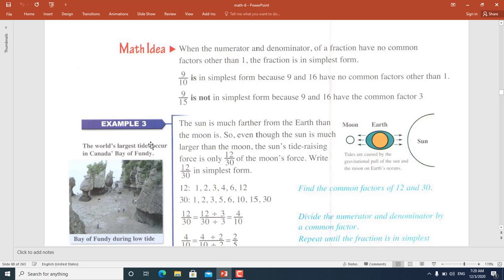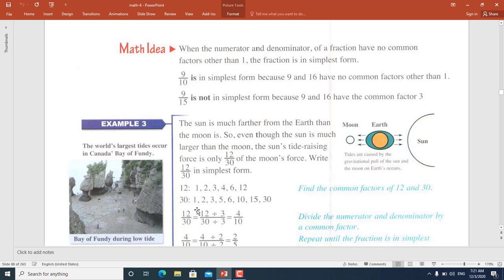Example 3 is about how you can write a fraction in simplest form. For example, we have 12 over 30. We'll write the factors of 12 and the factors of 30. Factors of 12 are 1 times 12, 2 times 6, and 3 times 4. And factors of 30 are 1 times 30, 2 times 15, 3 times 10, 5 times 6. We don't have any others. Which one is the common factor between them? We can find the greatest common factor.